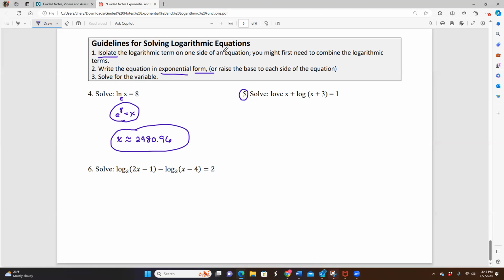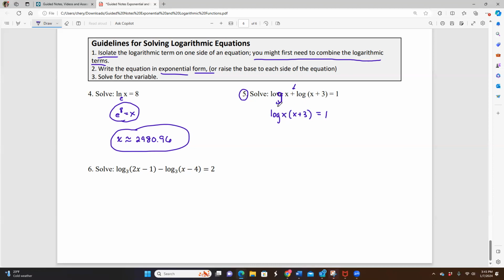In example 5, we want to isolate the logarithmic term on one side, and first, you may need to combine logarithmic terms. So in example 5, we have log x plus log x plus 3 equals 1. That should say log; I think autocorrect got me there. This is a plus, so we're going to use our product rule and write this as 1 common log of x times x plus 3 equals 1.